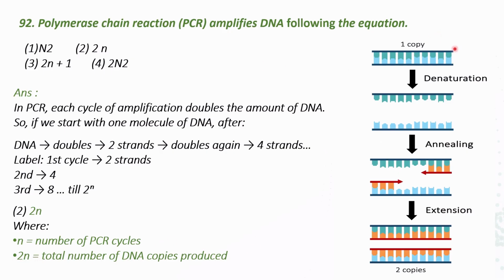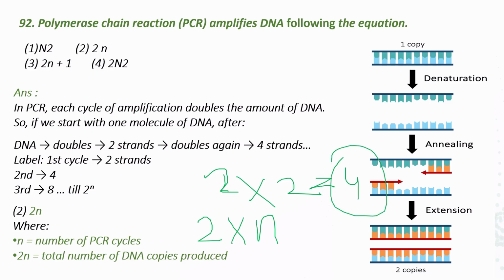So according to the number of PCR cycles, the number of copies will evolve. For example, if 2 cycles happen, then 2 into 2 is 4 DNA copies. The number of copies depends on the number of PCR cycles. So what is the right answer here? 2^n is the right answer. Okay, we'll move on to the next question.